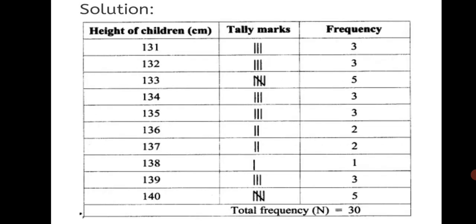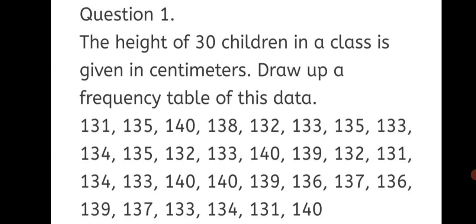So let's see the solution. Height of the children is given in centimeters, so that will become a heading here. And then from 131 to 140 we write down the height. Then we will see in serial order from the question. In the question we have 131. So next to 131, one standing line. Then we have 135. So next to 135, one standing line. In this way, we will go on putting lines for all these numbers next to them.